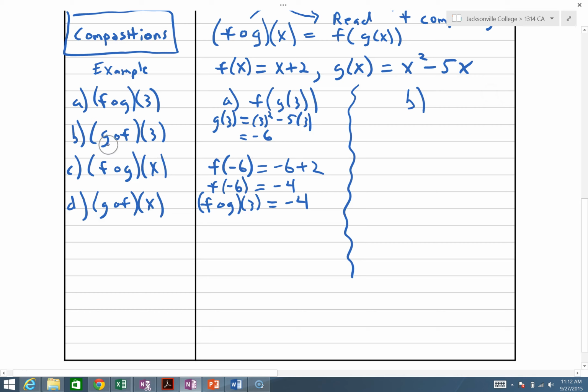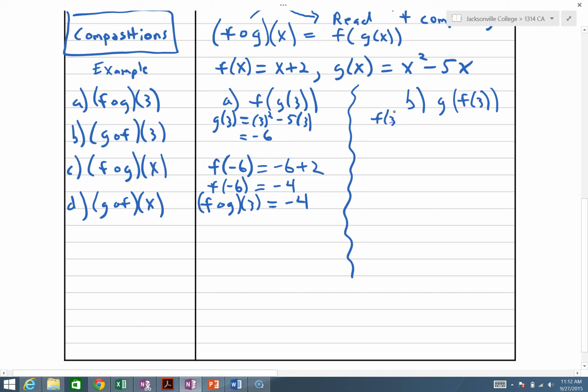So let's look at the similar statement, G compose F of 3. So this time we are going to evaluate F of 3 first. And whatever comes out of that, we're going to evaluate the G function. We're going to evaluate F of 3, and the output there becomes the input in the G function. So let me evaluate F of 3 first.